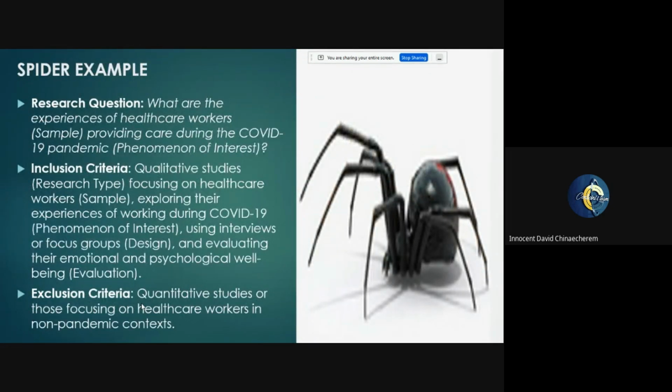Now, here is also an example which I would like us to look at. Just have a look at this. Just one minute. Have a look at it.